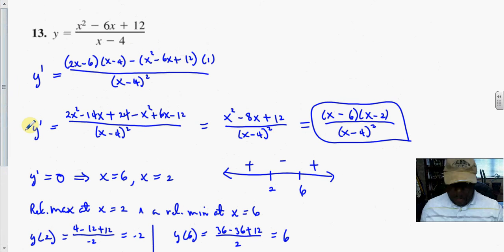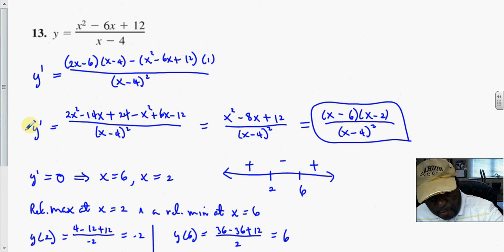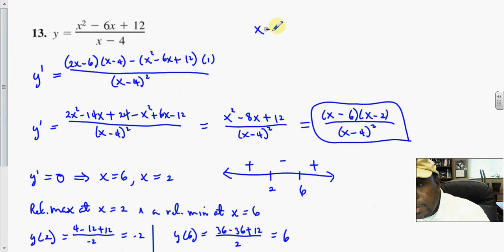Now, back in high school, we had a function like this. To graph it, here's what we did. We took our denominator and divided it into our numerator. So x minus 4 divided into x squared minus 6x plus 12. X goes in x squared.